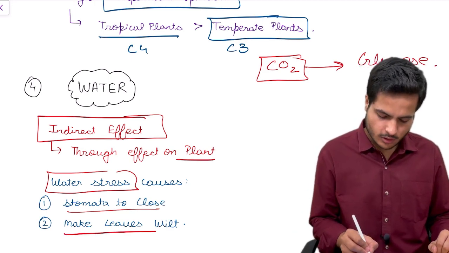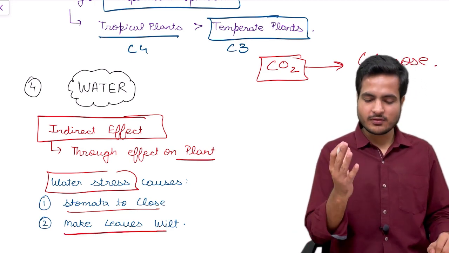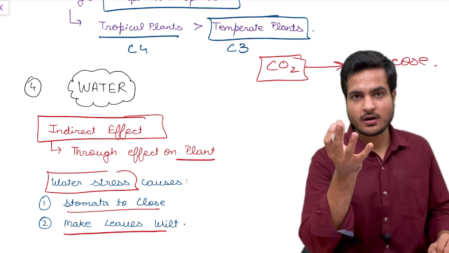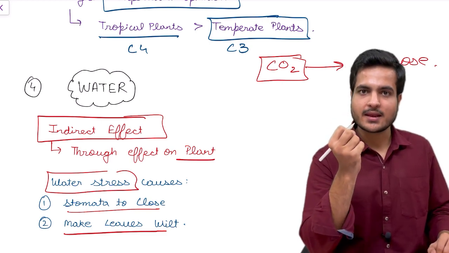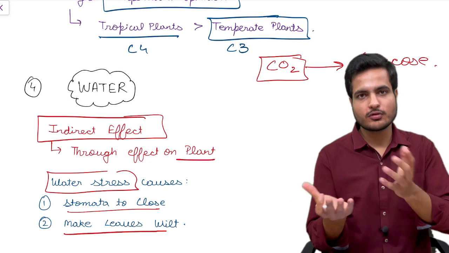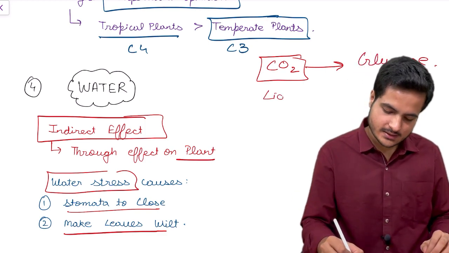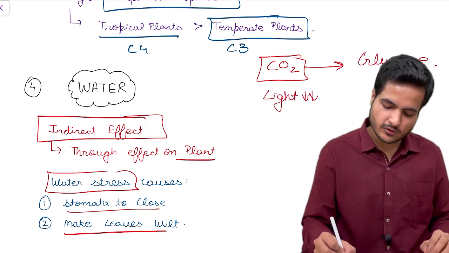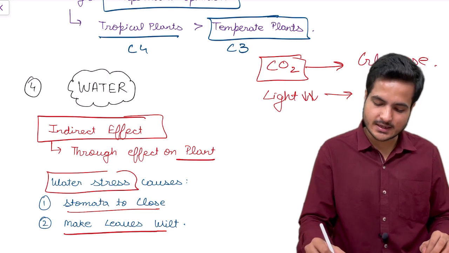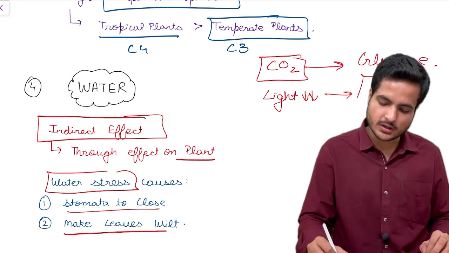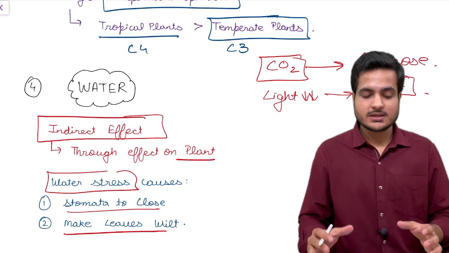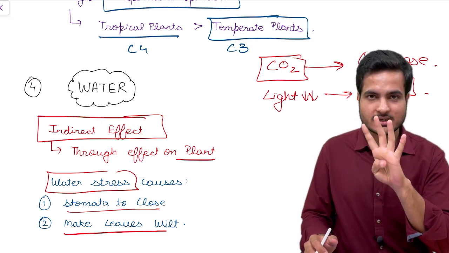And also it causes leaves to wilt, and if leaves will wilt, the surface area of the leaf would decrease and the amount of light falling on leaf would decrease. If light is decreasing, therefore the first part of photosynthesis, that is light reaction, will not occur. With this we have finished all four external factors.